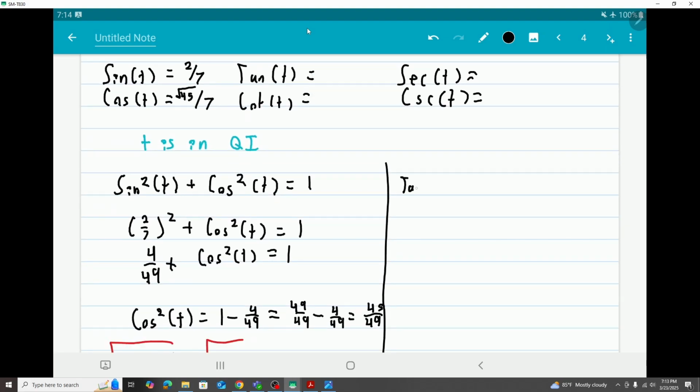So tangent equals sine over cosine is 2 over 7 divided by root 45 over 7 is 2 over root 45. And you can think about how we got that a few different ways. The way that always works is to just multiply by the reciprocal, but then you'll happen to see that the 7's cancel out. Or if I'm dividing the top and bottom by 7, then I'm really not doing anything. So I get 2 over the square root of 45.